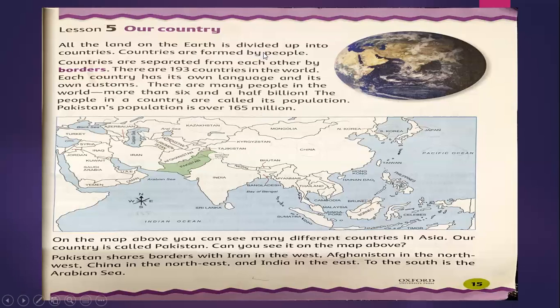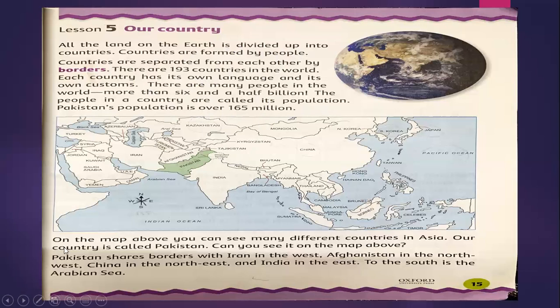The land on the world is divided up into countries. Countries are formed by people. Countries are separated from each other by borders. There are 193 countries. Then the people living in a country are called population, and Pakistan's population is over 165 million.